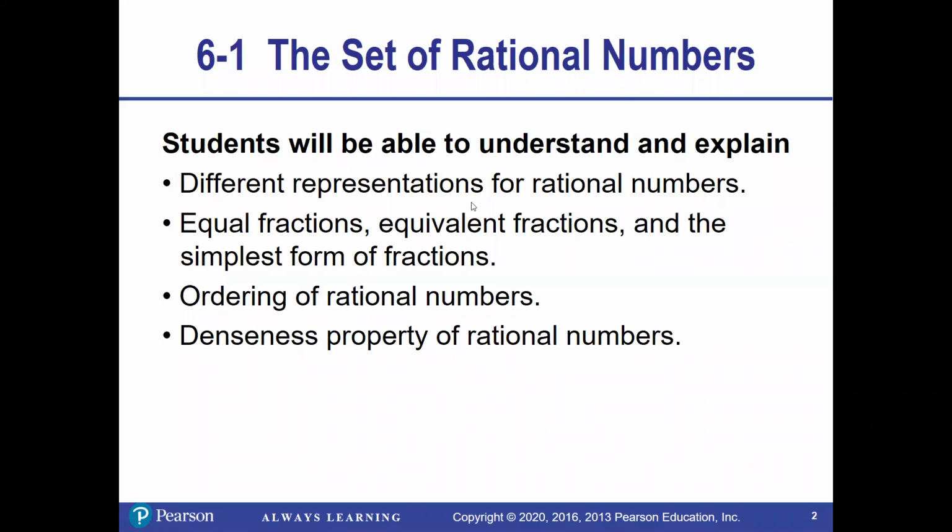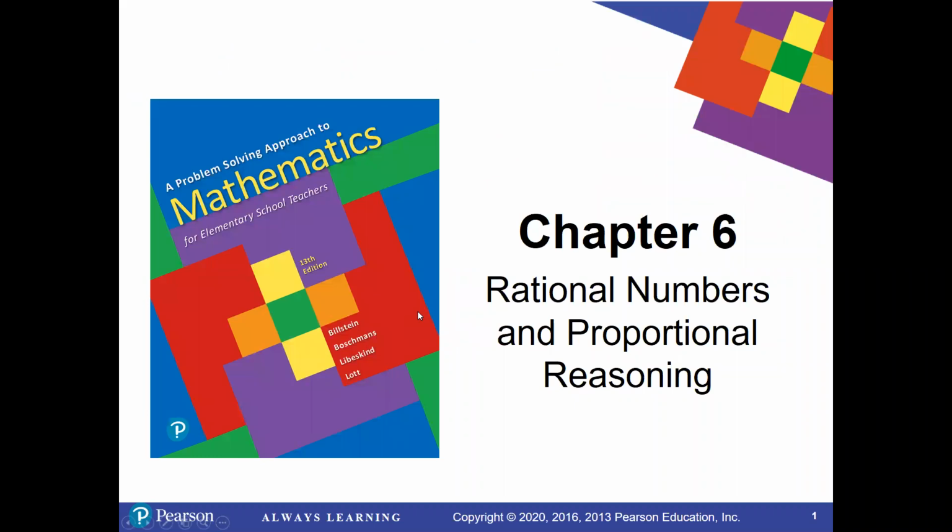All right, so we are starting chapter six now. In chapter six, if I go back one step, see if I can go back here. There we go. Chapter six, rational numbers and proportional reasoning. That's going to come later a little bit. We aren't going to do a lot of proportional reasoning, but we'll get there. But we're going to start with rational numbers.